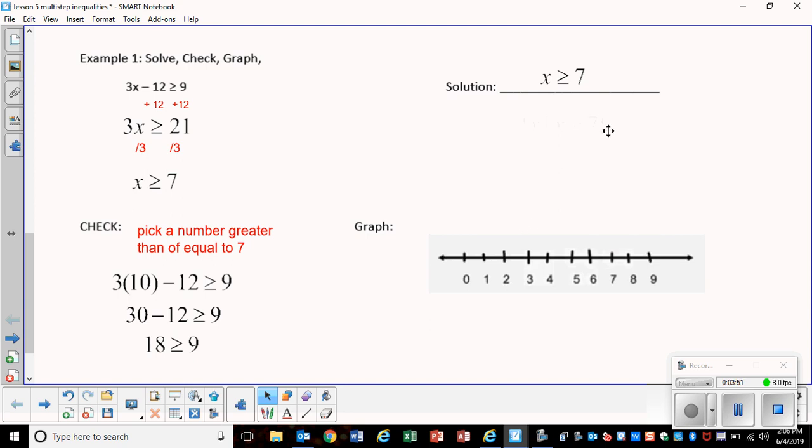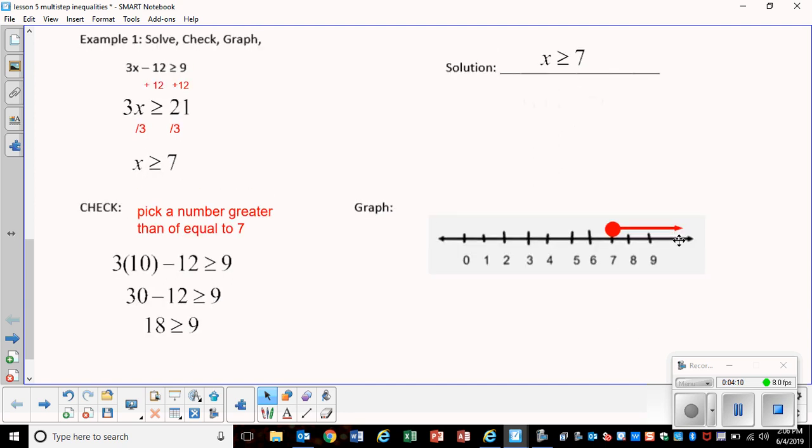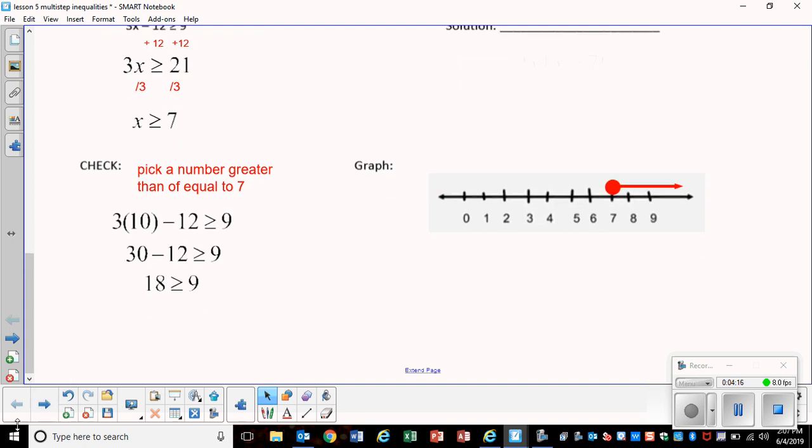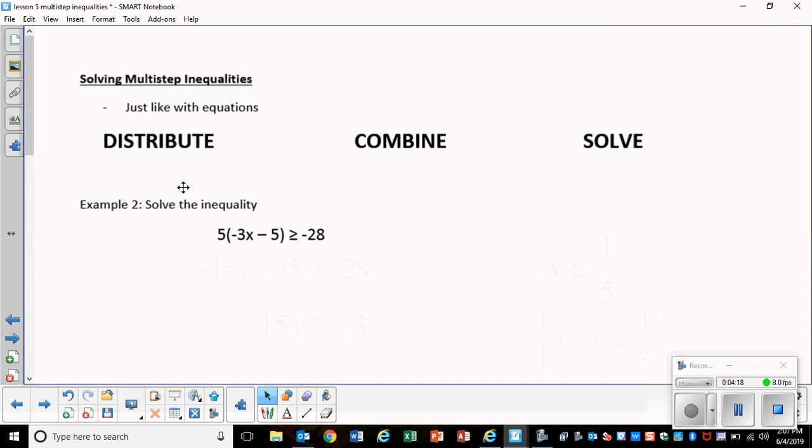Okay, and now to graph it, we are just going to put a solid circle on 7 because it is equal to. Whenever we're equal to, it's going to be solid. And then we're going to point to all the numbers that are greater than 7. So that's actually off into the sunset to the right. And there we go. And that's my graph. I know, this is kind of a review for you because it's 2-step equations. But now we're going to get into the nitty-gritty of the multi-step.